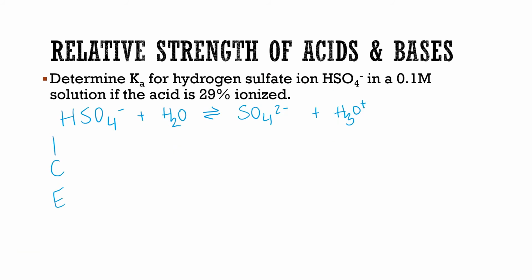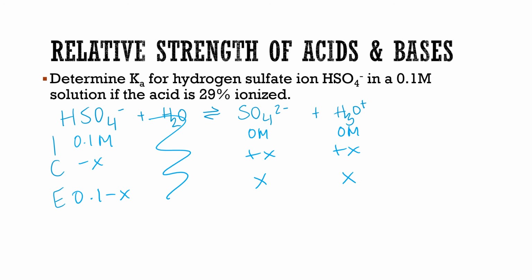All right, next one, determine the Ka for hydrogen sulfate in a 0.1 molar solution if the acid is 29% ionized. So here I went ahead and wrote out the equation. I knew how to do that because this is an acid, so it's going to donate its hydrogen to water, leaving behind the conjugate base and hydronium. So I'm starting with 0.1 molar, 0 and 0. I'm going to mark through my water, minus x, plus x, plus x.